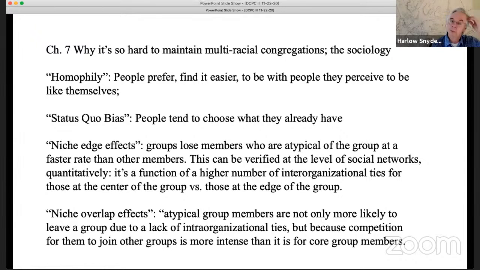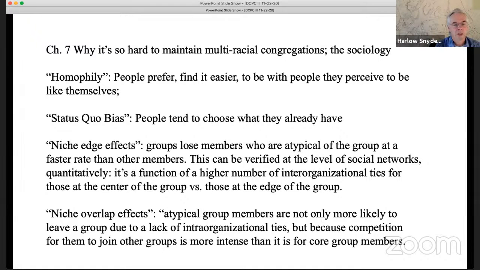Homophily, the fact that people find it easier to be with people they perceive to be like themselves. Status quo bias, people tend to choose what they already have at the expense of some more ideal prospect that is not yet in their possession. Niche edge effects, that groups lose members who are atypical of the group at a faster rate than other members.